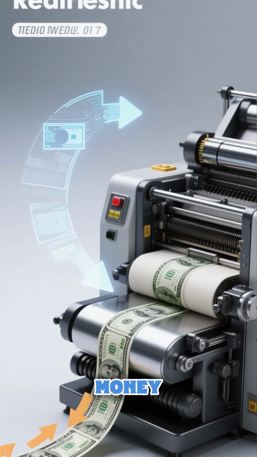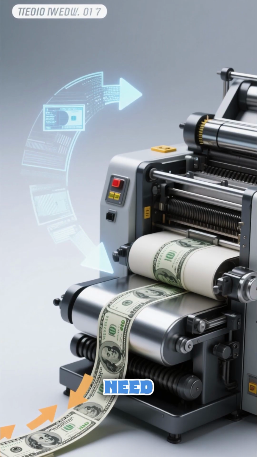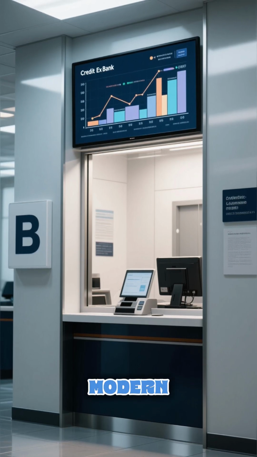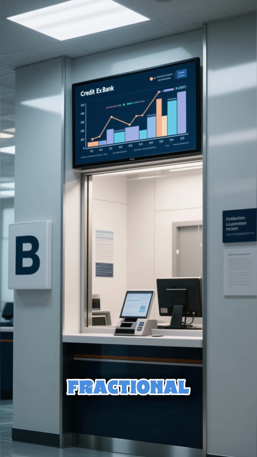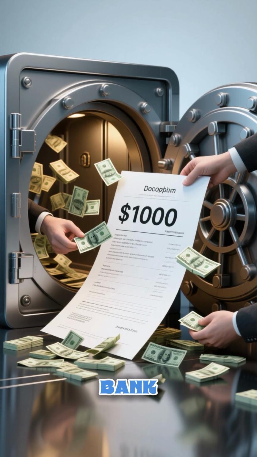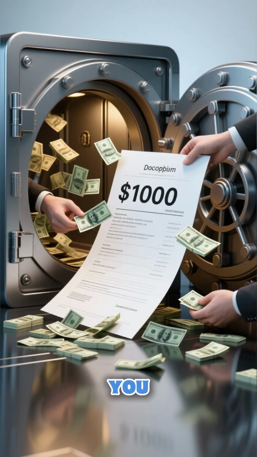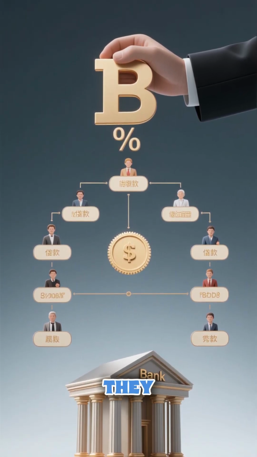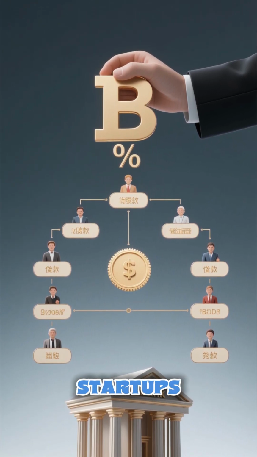So where does all this money actually come from? You might think the government just prints it whenever they need it, but the process is a bit more complex. Most of the money in our modern economy is actually created by commercial banks through a process called fractional reserve banking. When you deposit $1,000 into your bank account, the bank does not just keep all of it sitting in a dark vault waiting for you. They keep a small fraction of it, perhaps 10%, and then they lend the rest out to other people for mortgages, car loans, or business startups.